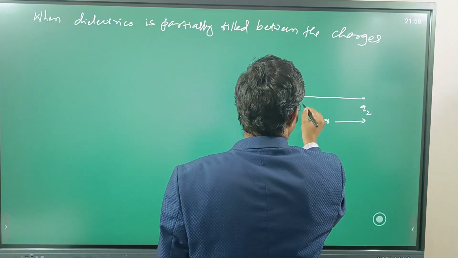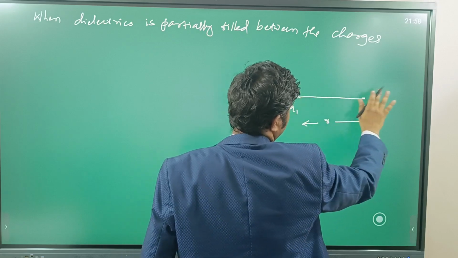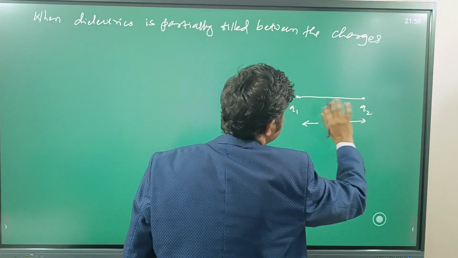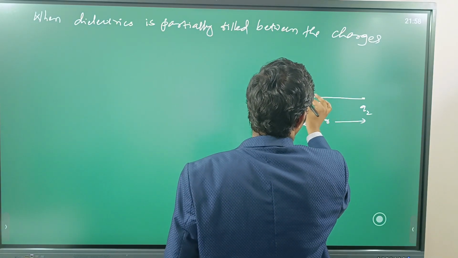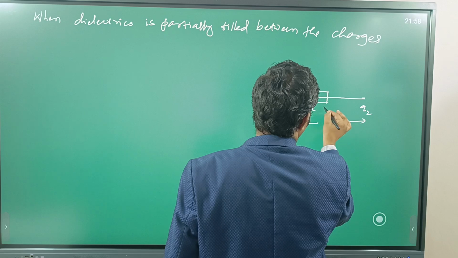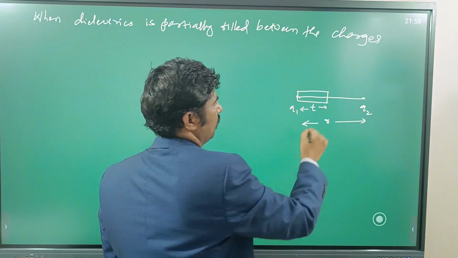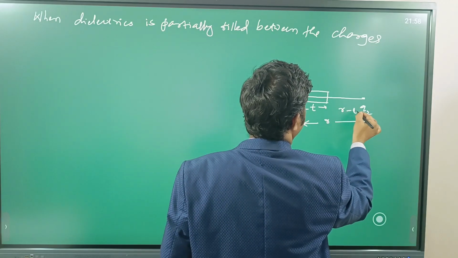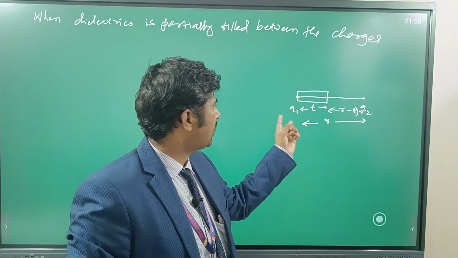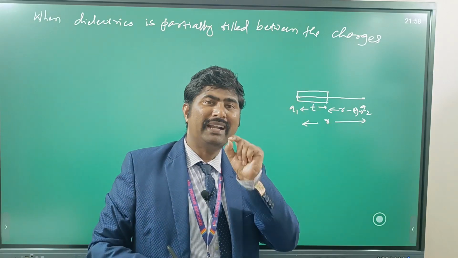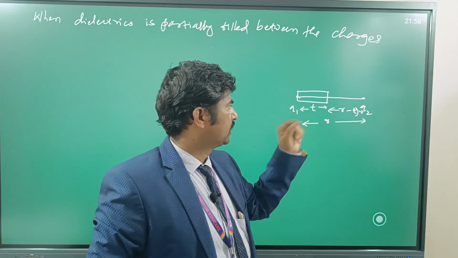And in the second case, what am I doing? In the first case, we took the total dielectric between the first charge and the second charge. Now I will consider only half the part. Let's say T is the thickness of the material placed between the two charges. What remains here is R minus T. So the total distance between the two charges is R, and you have introduced a dielectric material whose thickness is T between these two charges.